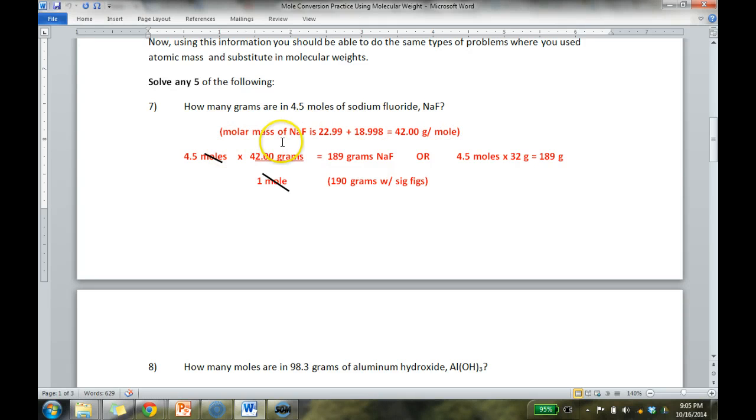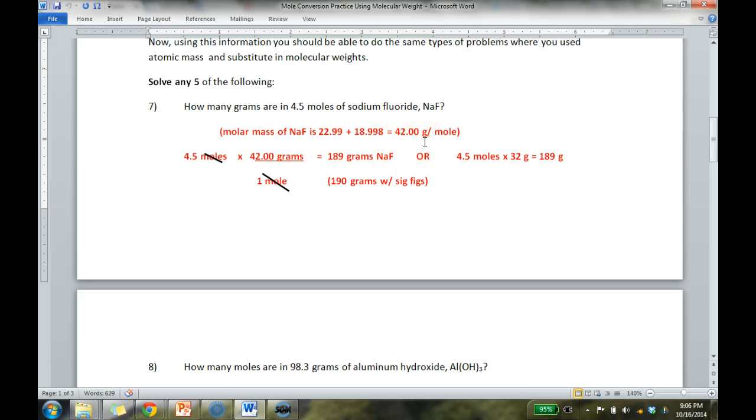So the molar mass of sodium fluoride is 22.99, that's the sodium, plus 18.998, that is the fluorine. Okay, and that gives me a total mass of 42.00. But Mike, you say, this number has 5 significant figures. This number has 4 significant figures. Why do we only have 4 significant figures down here?